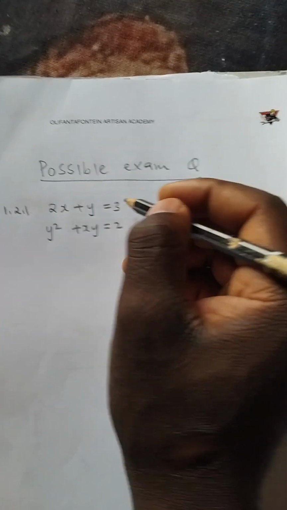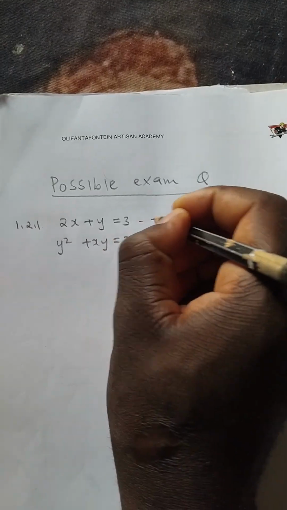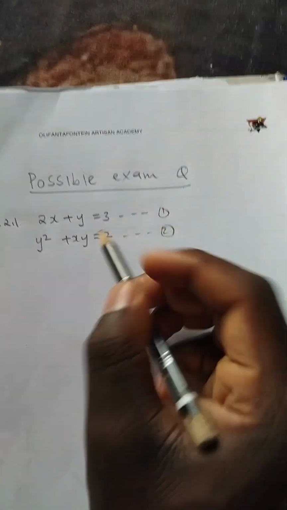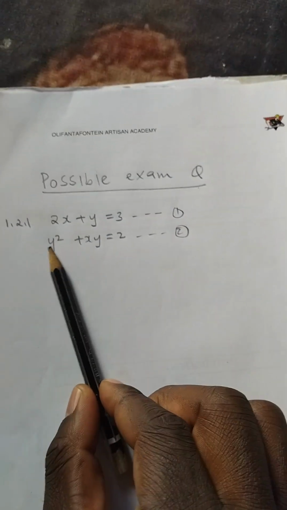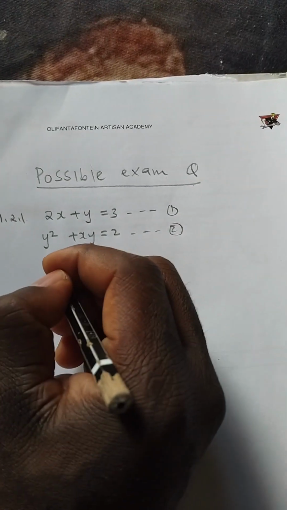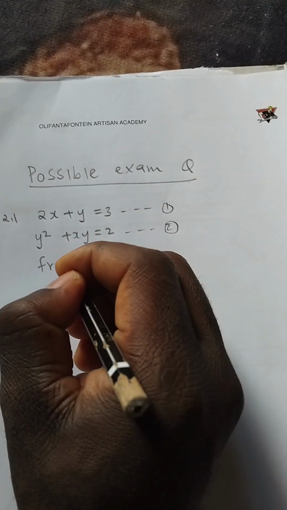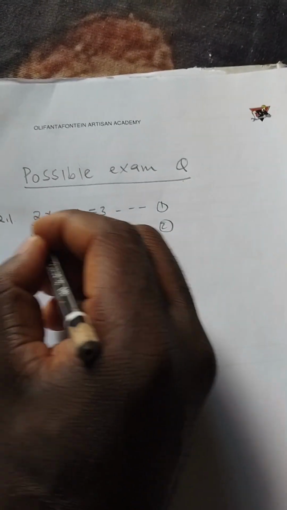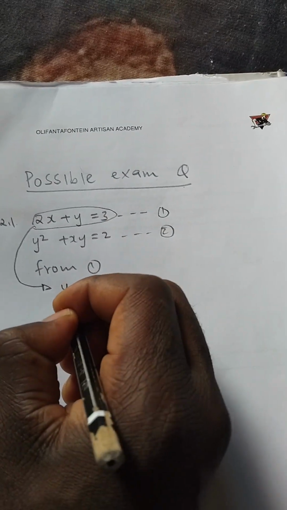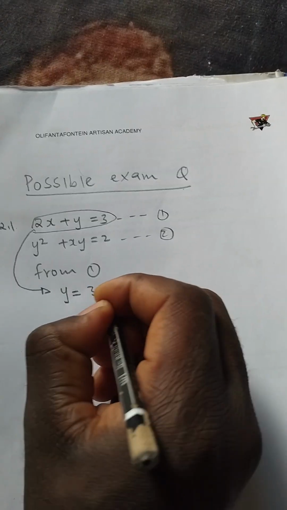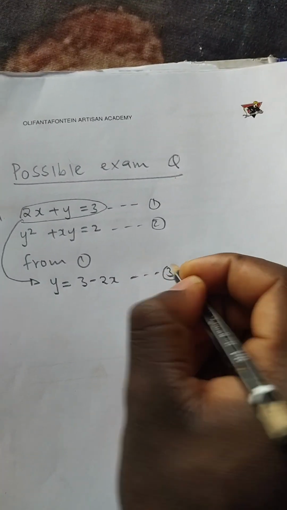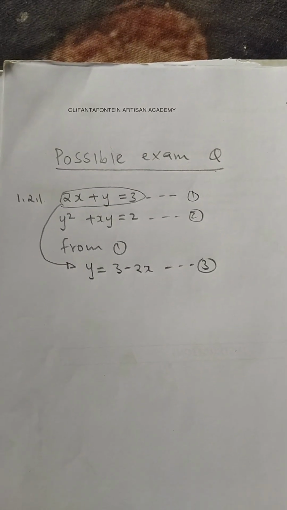First things first, you name your equations. This is equation 1, then equation 2. From these two equations, the one in the simplest form is equation 1. You write, from equation 1, you take this whole equation and bring it here. Then you say y is equal to 3 minus 2x. That's our equation 3.